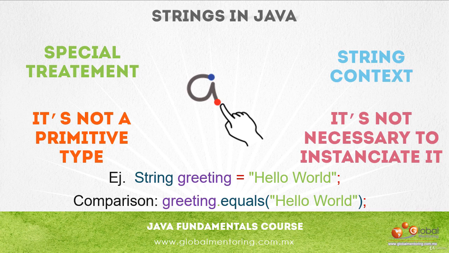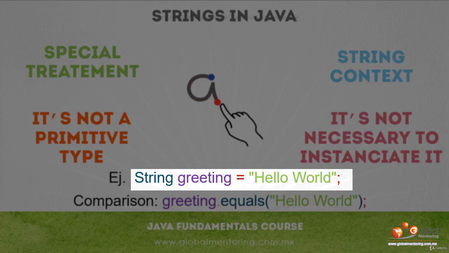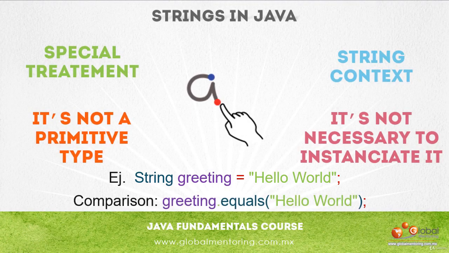However, due to the frequent use of this type at the time of programming, it was decided to simplify the process of creating and assigning values to this type, string, in particular. For example, string greeting equals hello world. We can see that to declare a string in Java, you only need to use the string type, later define its name, identifier, and finally assign a value, without the need to use the new operator. Thus, we can directly assign the value of a string, simply using double quotes to wrap the desired value.